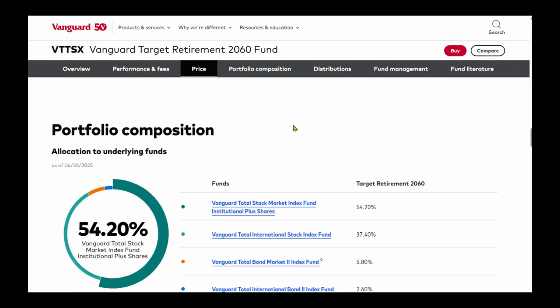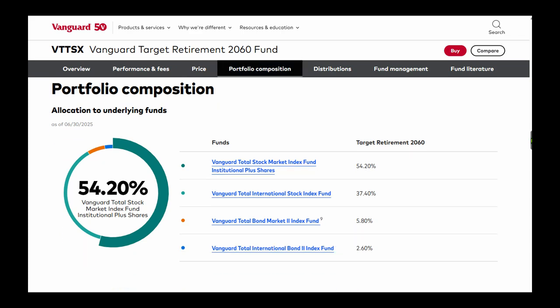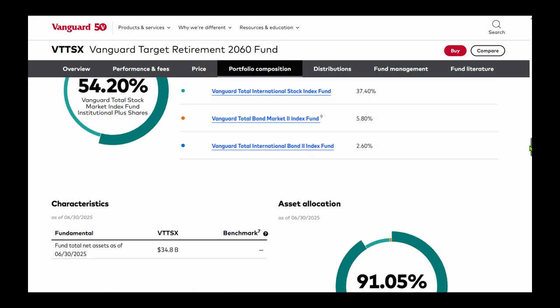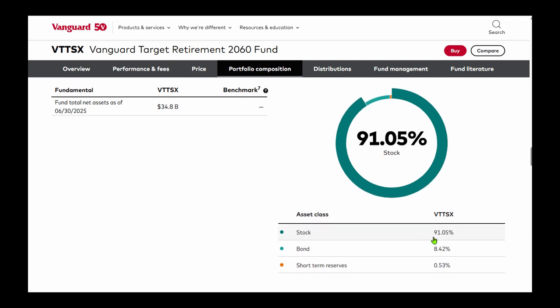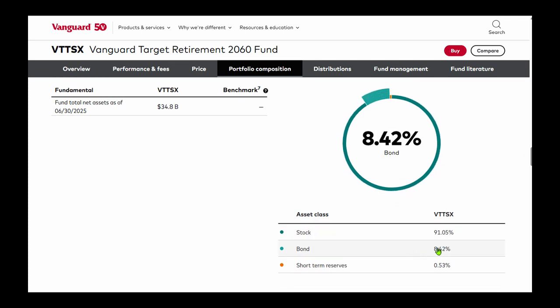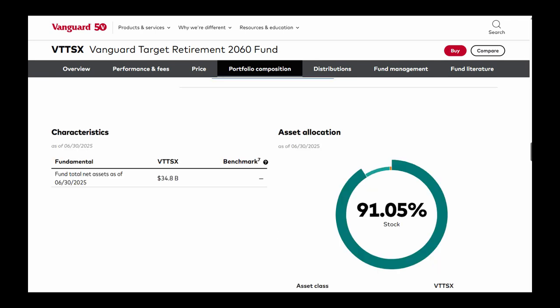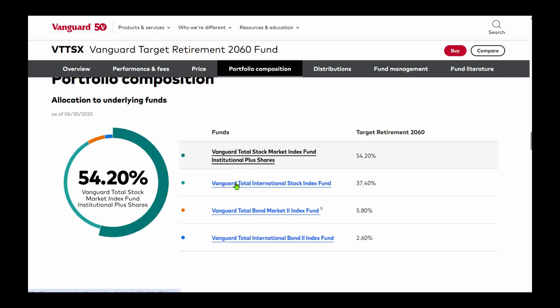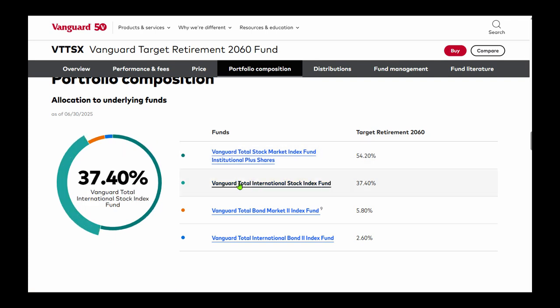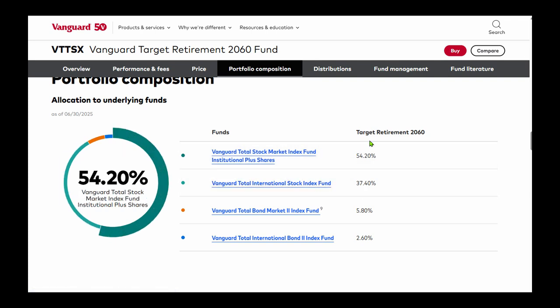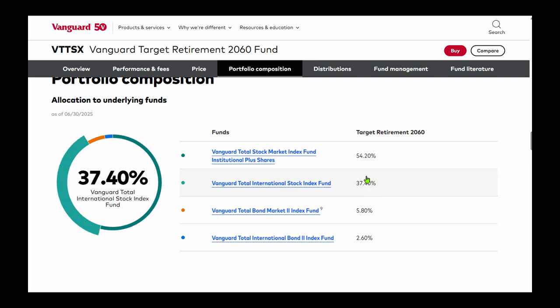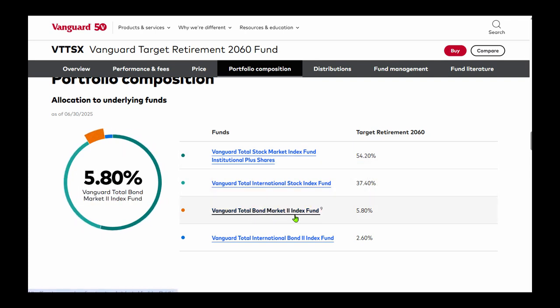We go to portfolio composition, and this is a good breakdown of that. So we're 91% stocks, almost 9% bonds and short-term reserves. Well, what stocks are we talking about? Well, here we go. This is the breakdown. So we have total stock market, which we have talked about several times. We have the total international stock market. So if you add this number together, it'll be close to 90%. Then we have total bonds, and we have also the international bonds.